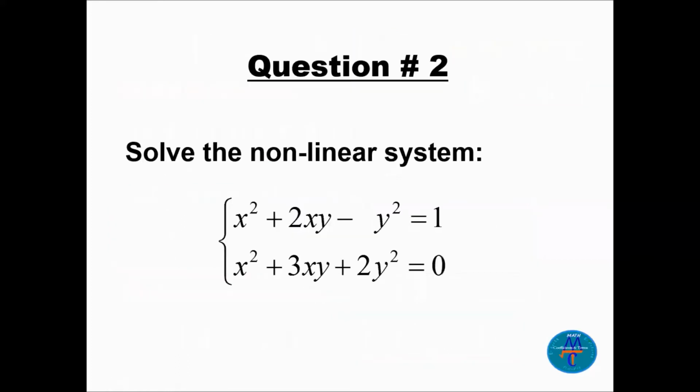Let's see another one. More difficult question, this one. Question number 2. Please take a few seconds to think at least what can we do here. See, it's already expanded, already simplified. X squared plus 2xy minus y squared is equal to 1. We cannot use elimination here because we cannot eliminate. If we eliminate here x squared, we can multiply with minus 1. But look here, we have xy, y squared, and the number.